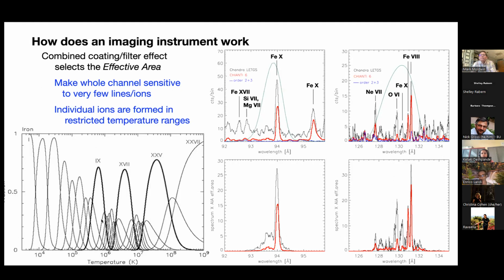I know that this line is formed in a very narrow temperature range. And this is why we want to focus in an imager on a wavelength range which is very narrow, so that I can let in as few lines as possible, so that the plasma that I'm really seeing, the plasma that emits the radiation that reaches the detector, I know that it is formed in a very narrow temperature range. So this is why we want the imagers done in this way.